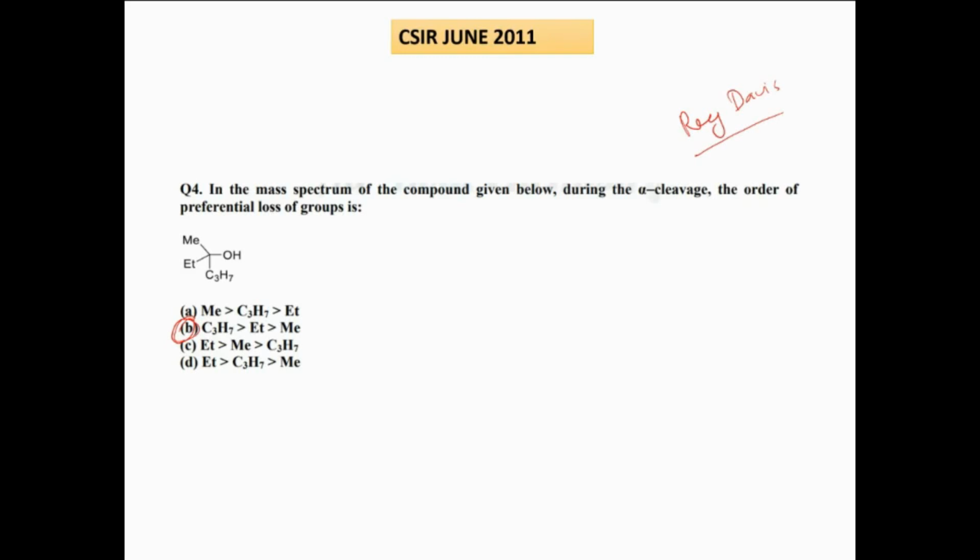And the basis of Stevenson's rule here is that the radical goes out because a long chain radical can stabilize the radical, because it can be shifted and stabilized.